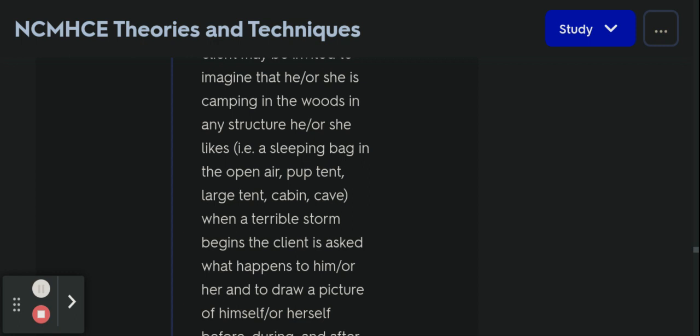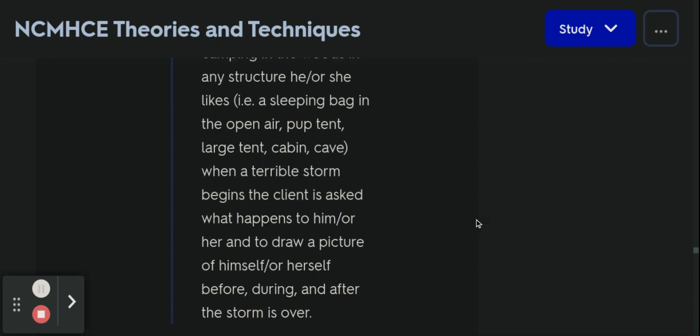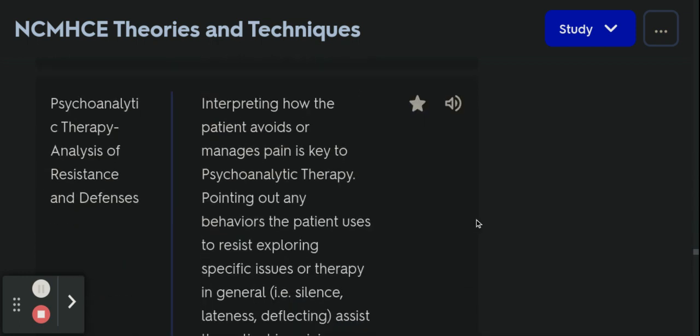When a terrible storm begins, the client is asked what happens to him or her and to draw a picture of themselves before, during, and after the storm is over.